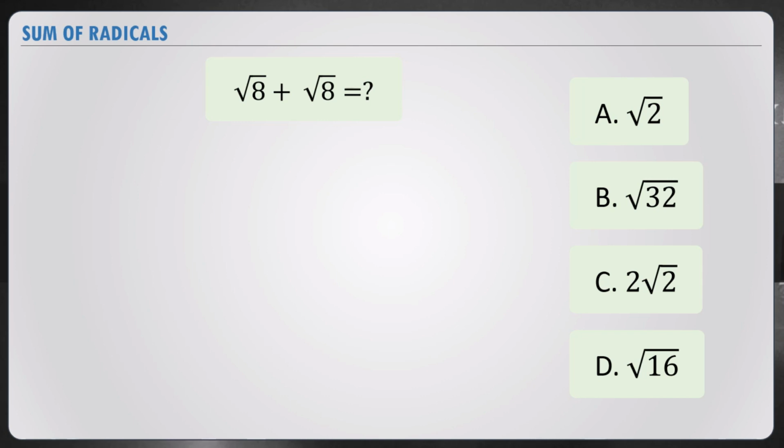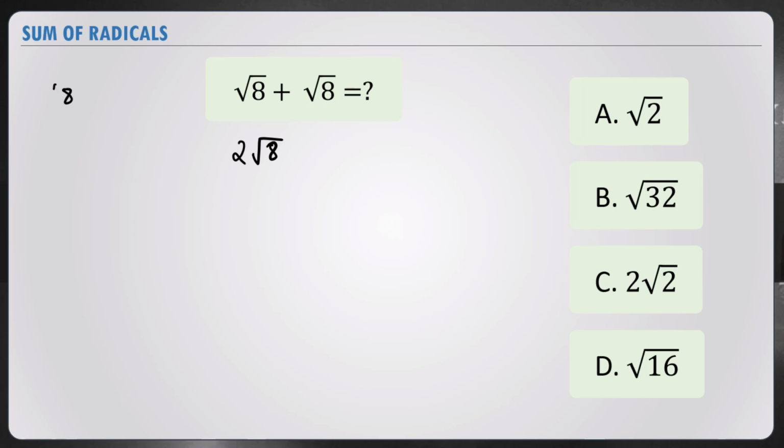Let's look at the possible answers we have here. They are all with root 2: root 32, 2 root 2 and root 16. Let's see which one is possible. When we have two of the same bases, we can add them. So this comes up. This is 2 root 8. The answer is not here. So let's try to simplify it further.